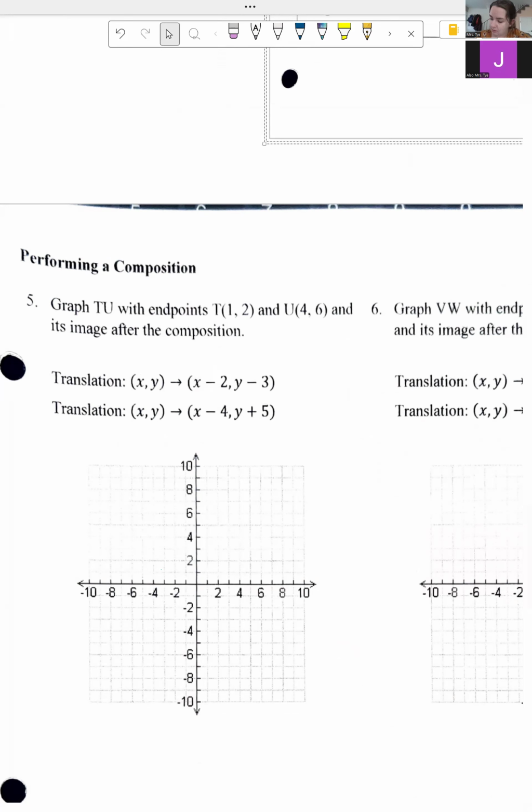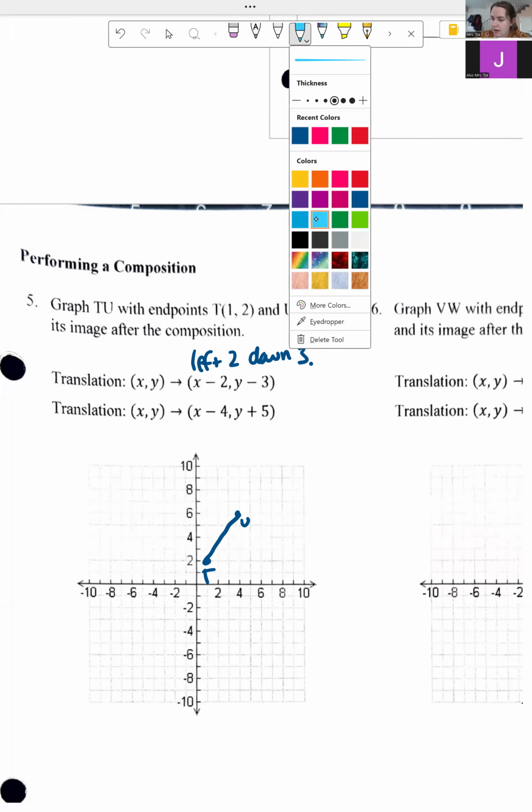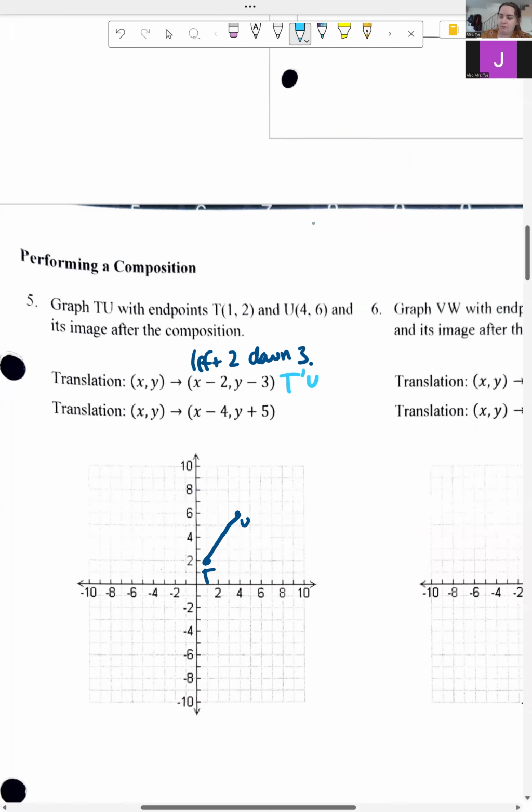Okay, so we're going to start by graphing T is at 1, 2. So right here. U is at 4, 6. Right there. I'm gonna connect, label it T and U. Okay, first transformation. We're moving left 2, down 3. Again, you could find the new endpoints, but we're just gonna move them over. So this would be T prime, U prime. And we're gonna graph the other one after that.